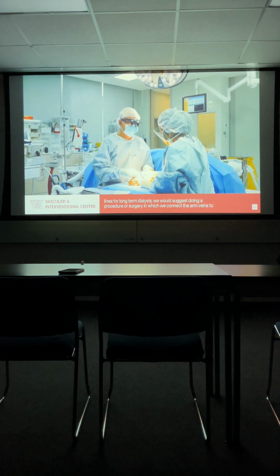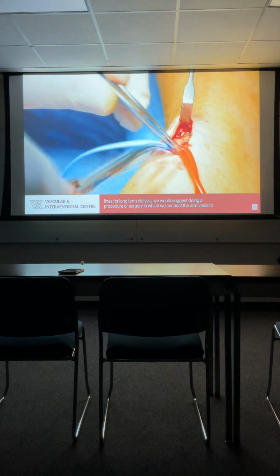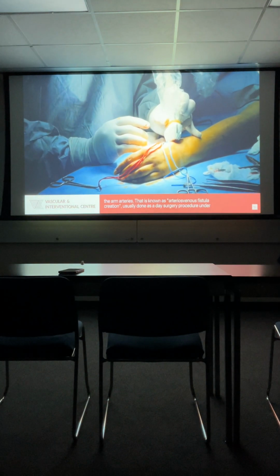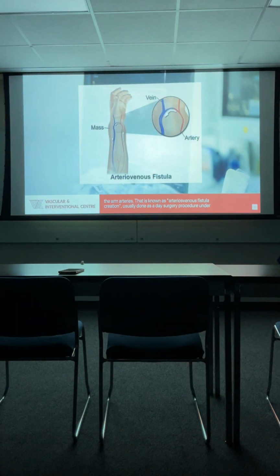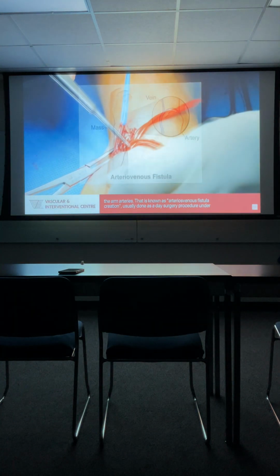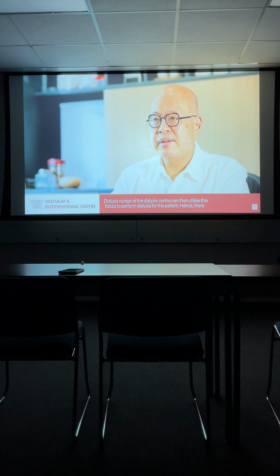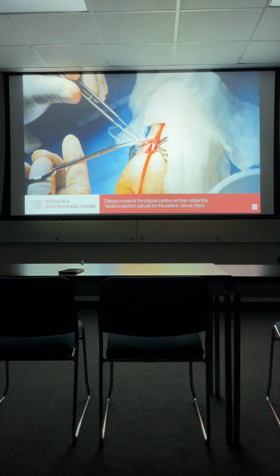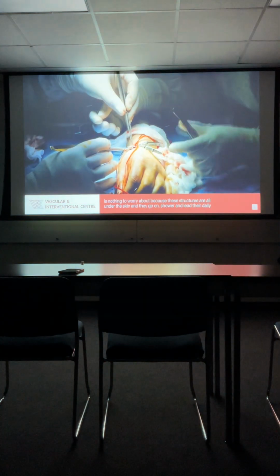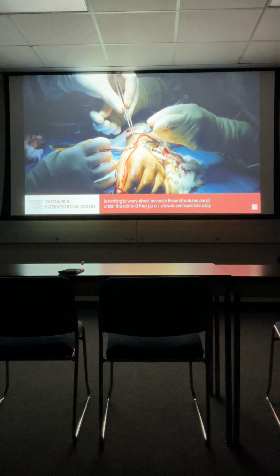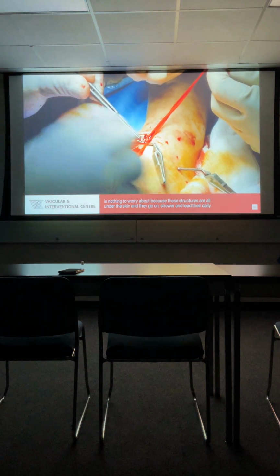Instead of using these lines for long-term dialysis, we would suggest doing a procedure or surgery in which we connect the arm veins to the arm arteries. That is a process known as arteriovenous fistula creation that is usually done as a day surgery procedure under local anesthetic. It takes us an hour. The vein will then progressively enlarge over time, sometimes about 2 to 3 months, and then it becomes visible under the skin. Dialysis nurses at the dialysis center can then utilize this fistula to perform dialysis for the patient. As a result, after dialysis, there's nothing to worry about because these structures are all under the skin and they go on and have a shower and lead their daily lives.